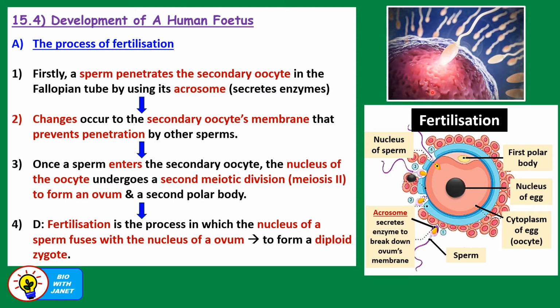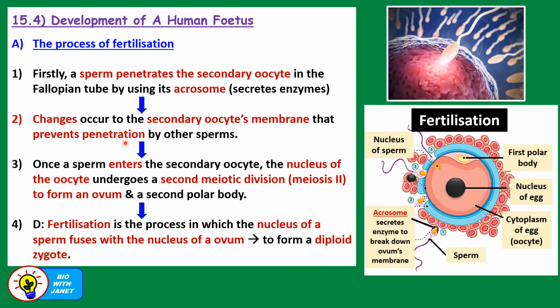Right now, so here we can see the sperm, all right, in this picture on the right, and it penetrates the secondary oocyte in the fallopian tube, penetrates the layers, all right, surrounding the secondary oocyte, which is the immature ovum. So the sperm has a part called the acrosome, which is an organelle that releases enzymes to digest the outer membrane of the secondary oocyte. So as the sperm penetrates the secondary oocyte, changes will occur to the secondary oocyte membrane here that prevents penetration.